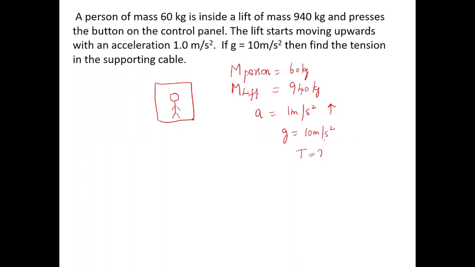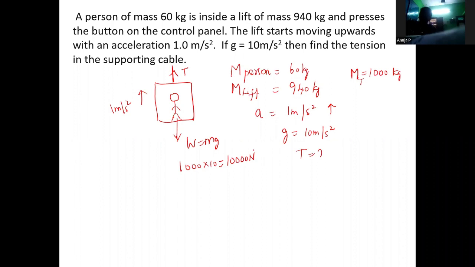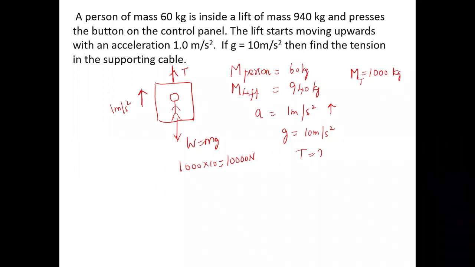You have to find the tension. The lift is tied, so there is a tension in the upward direction. The acceleration is 1 meter per second square. And there is a force, isn't it? What is the force here? The weight of the person plus the weight of the lift, 940 plus 60 into g. So total mass will be 1000 kg. The weight is mg, which is 1000 into 10 newton.